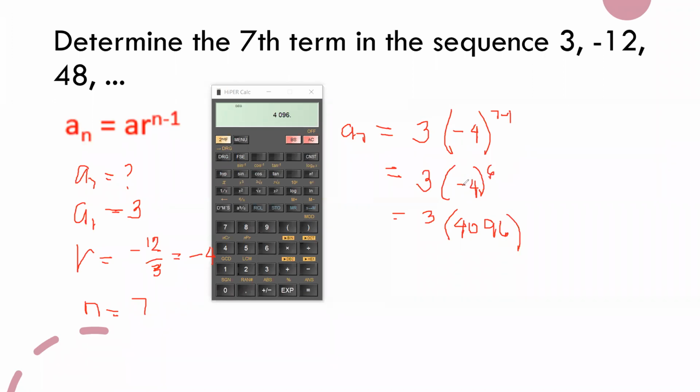Negative, 6 na negative. So negative times negative positive. So pag nagkaroon tayo ng even na negative, ibig sabihin positive yan. Since 6 ay even, ibig sabihin magiging positive yan. Pero kung yan ay 5, negative 4 raised to 5, negative yan. So we have 4,096 here times 3. So ita-times 3 natin. Times 3 equals 12,288. So we have 12,288. And that's the correct. And that is our A sub 7.